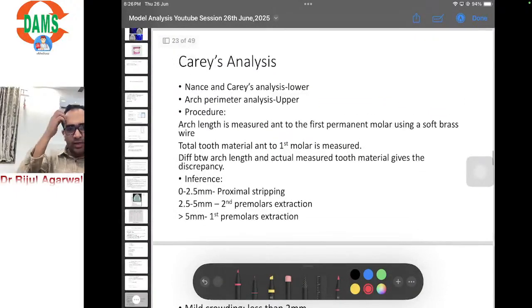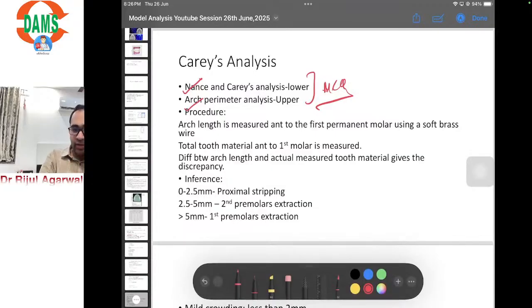Okay, next is the Carey's analysis. Very important to know, it is Nance and Carey's analysis in the lower arch, and it is called arch perimeter analysis in the upper arch. Just the name is different, that becomes an MCQ.